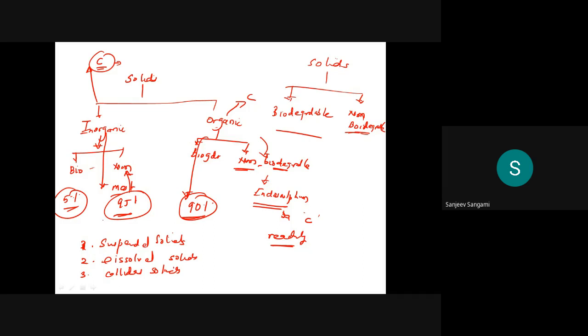Okay. So again, biodegradable, you can classify, you can connect here. Non-biodegradable, you can connect here. Biodegradable, you can connect here. This all. So you can have suspended biodegradable solids, then dissolved biodegradable solids, then colloidal biodegradable solids. Then again suspended non-biodegradable solids, dissolved non-biodegradable or inorganic. So like that, each of these you can classify like this.